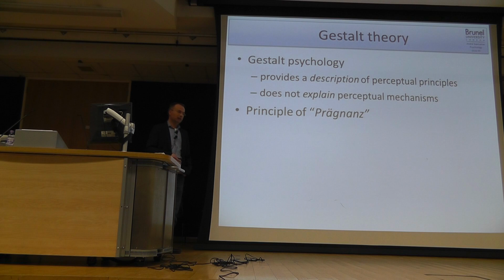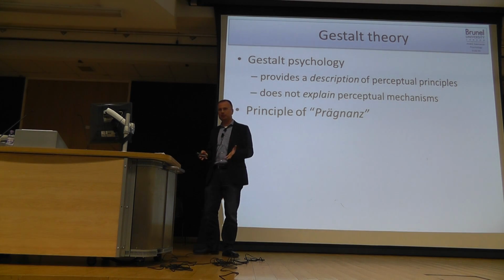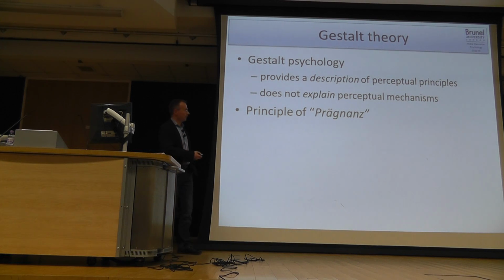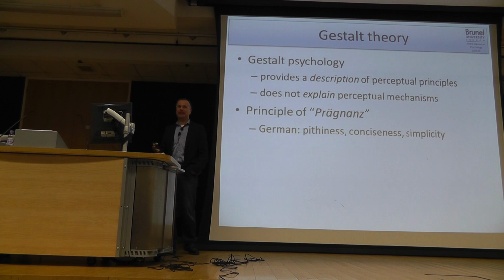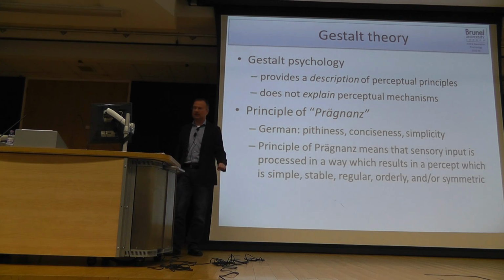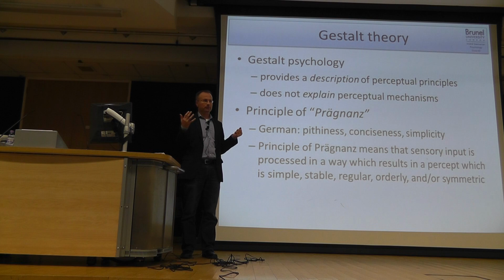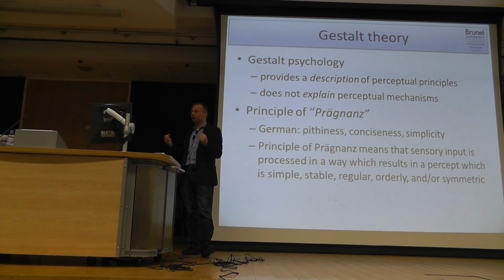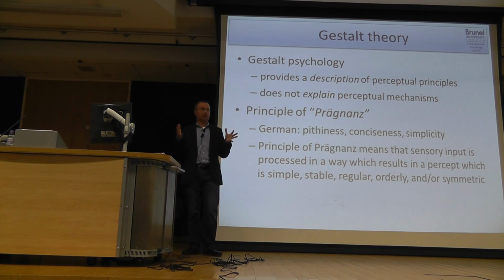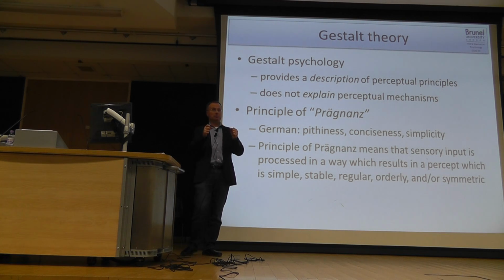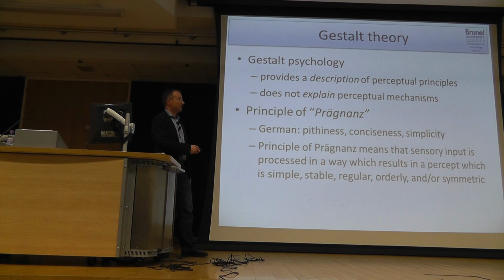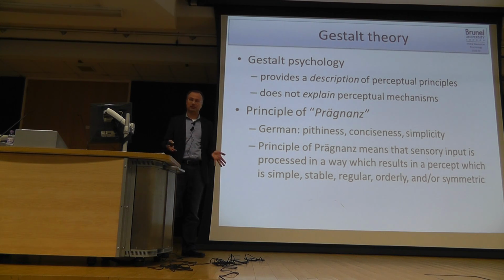In Gestalt psychology, there is one underlying principle, and that is the principle of, again, a German term, Prägnanz. A translation might be something like pithiness, conciseness, simplicity. And the idea behind that is that when we have sensory input, our perceptual system always tries to create a percept which is as simple as possible, as stable, regular, and/or symmetric as possible. So it tries to make our perception concise and simple. It doesn't tend to make it complicated and difficult to understand. We will see examples in a moment where this becomes evident.